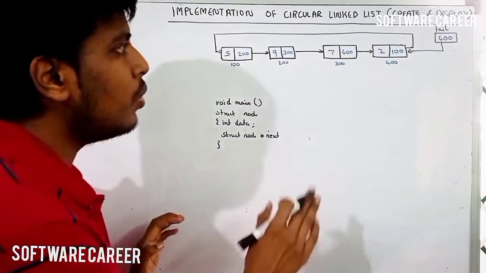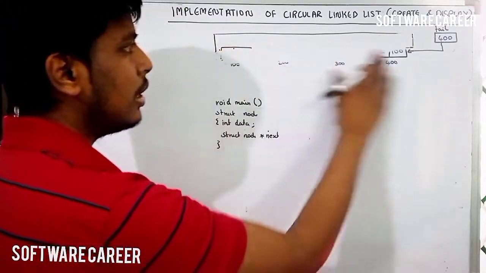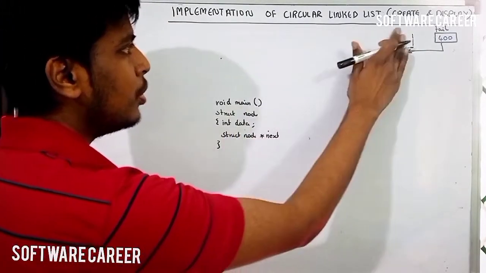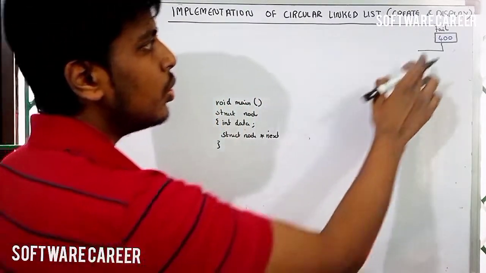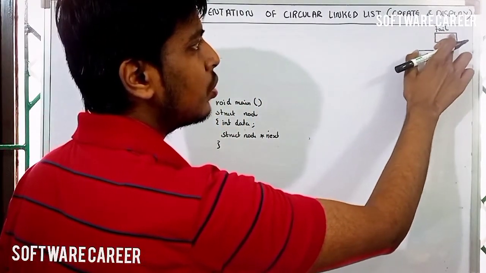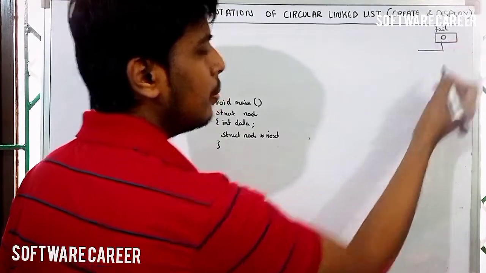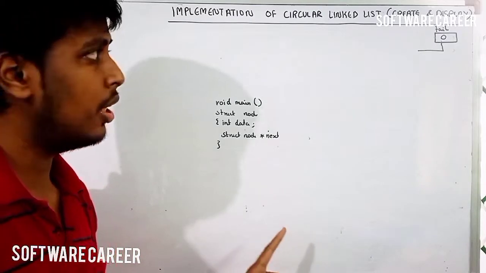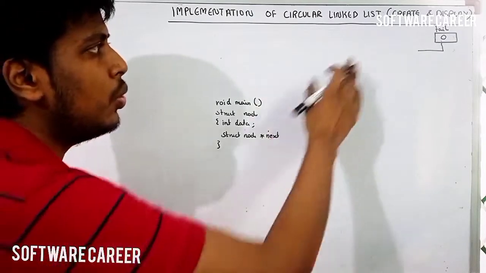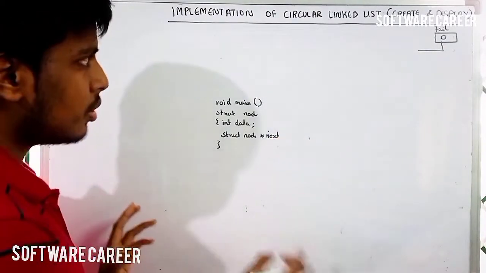Now let's think that this linked list is empty. Suppose the circular linked list is empty, there are no nodes in the linked list. So the tail value will be 0, because tail is a pointer which is used to represent the last node of the linked list. But no node is present, so tail is 0.